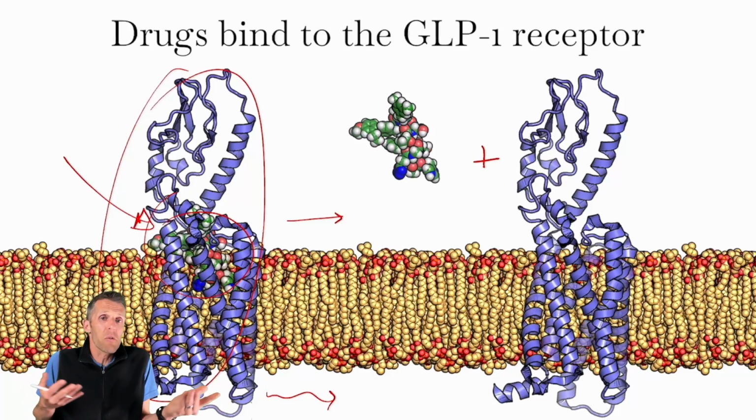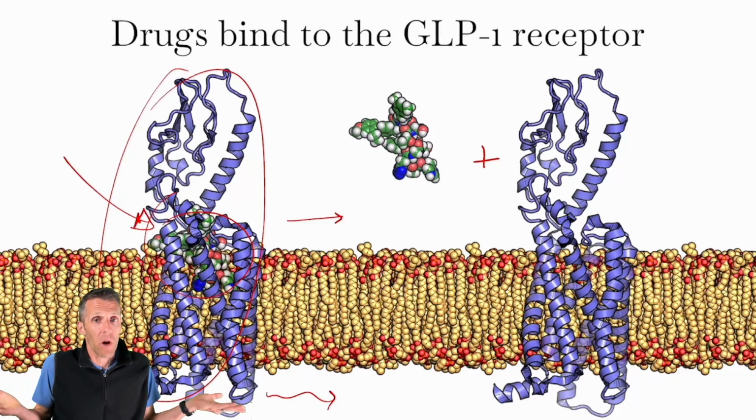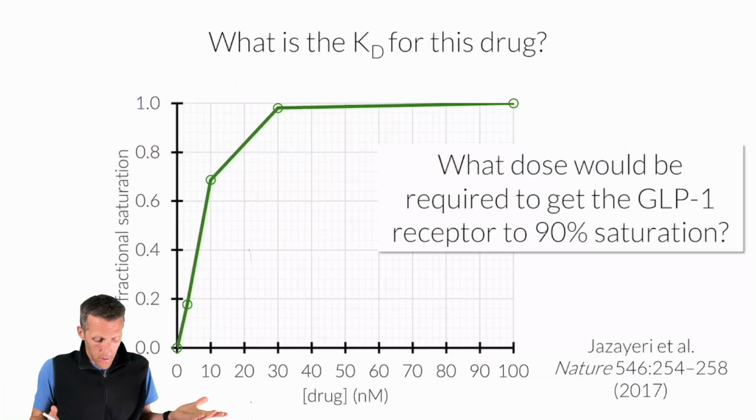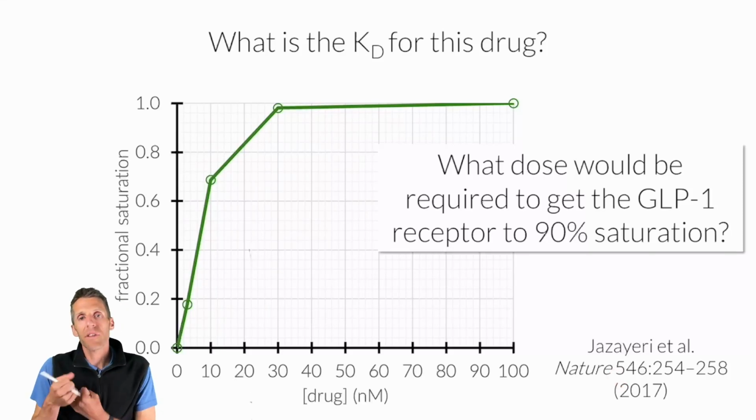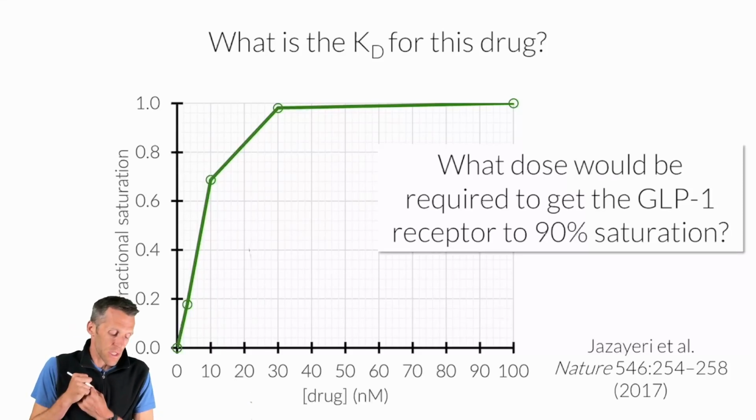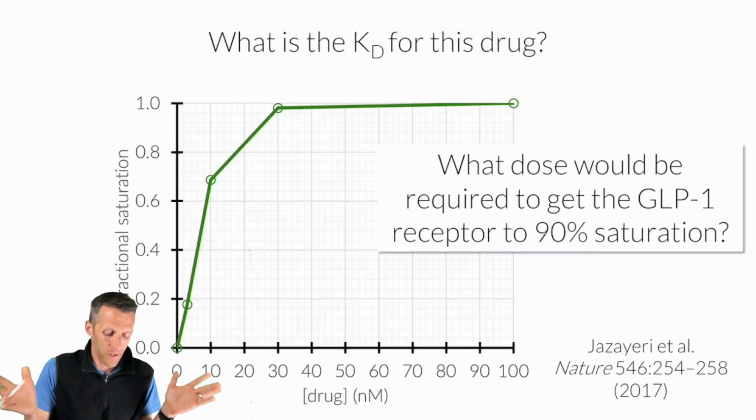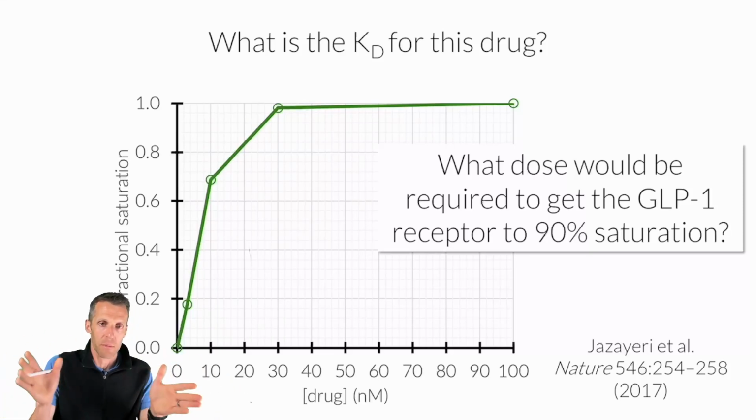What we're going to think about now is let's analyze the binding. And so we're going to look at this from a variety of different angles. The first is this is actually data that I took out of this paper here looking at this drug. So what's the KD? And what dose would be required to get the GLP-1 receptor to 90% saturation? This is one of those things where it's good to pause and think about it for a second. So pause: what's the KD and what's the dose? Pause.